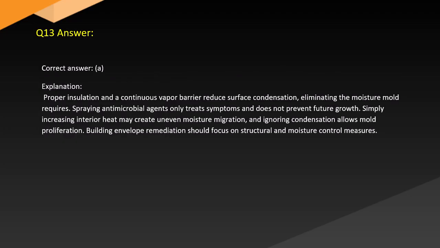Answer. Correct answer: A. Explanation. Proper insulation and a continuous vapor barrier reduce surface condensation, eliminating the moisture mold requires. Spraying antimicrobial agents only treats symptoms and does not prevent future growth. Simply increasing interior heat may create uneven moisture migration, and ignoring condensation allows mold proliferation. Building envelope remediation should focus on structural and moisture control.